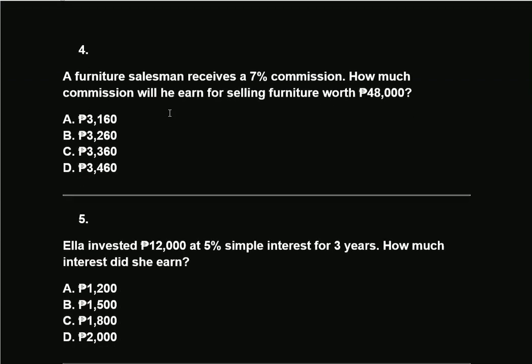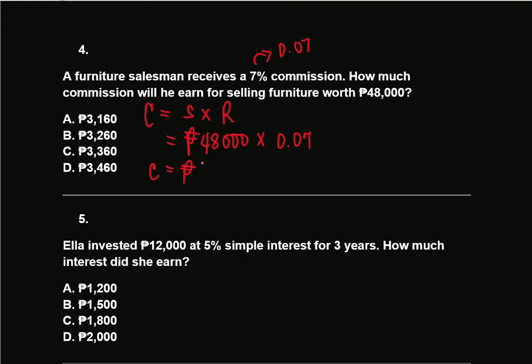Okay, next, number 4. A furniture salesman receives 7% commission. How much commission will he earn for selling furniture worth 48,000? So again, our commission, let's say C, that will be sales times the rate. Okay, so our sales here is 48,000, then multiplied with 7%, which is 0.07. Okay, so your commission will be 48,000 times 0.07. That is 3,360.